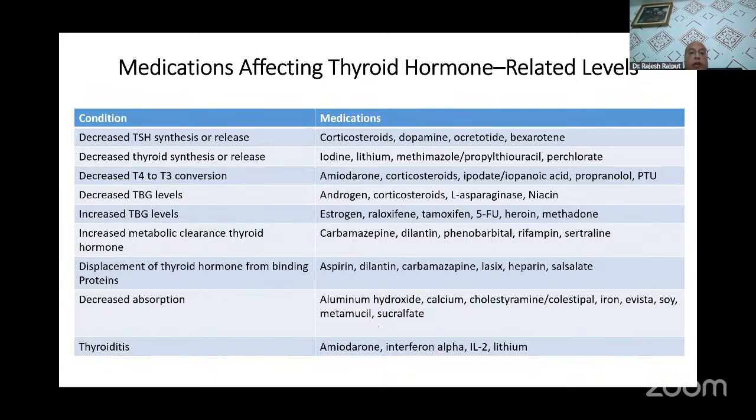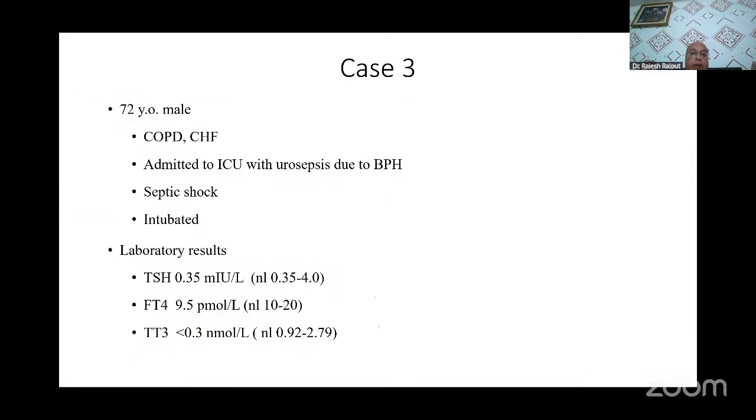So the list is long. I know it is difficult to remember, but with experience, you can learn it or you can keep it on your table. Moving from that to our third case, a 72-year-old male suffering from chronic obstructive pulmonary disease, congestive heart failure, admitted to ICU with urosepsis due to BPH.